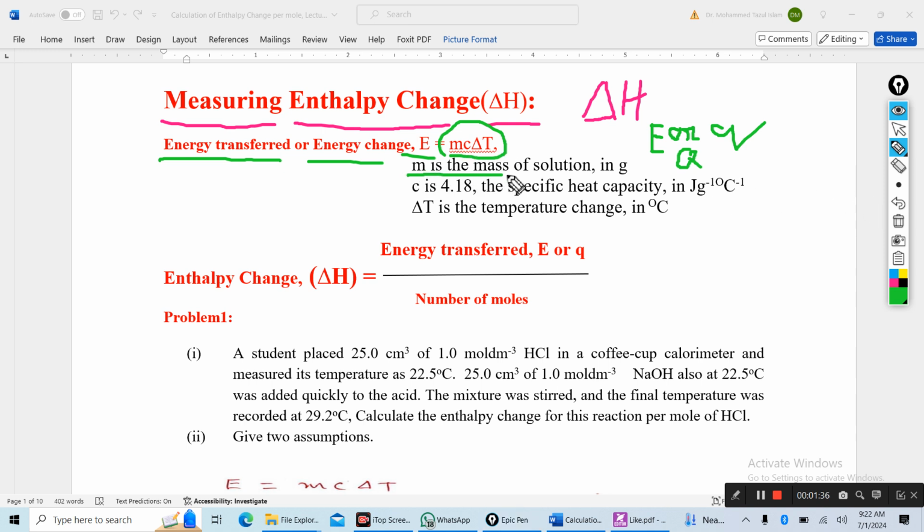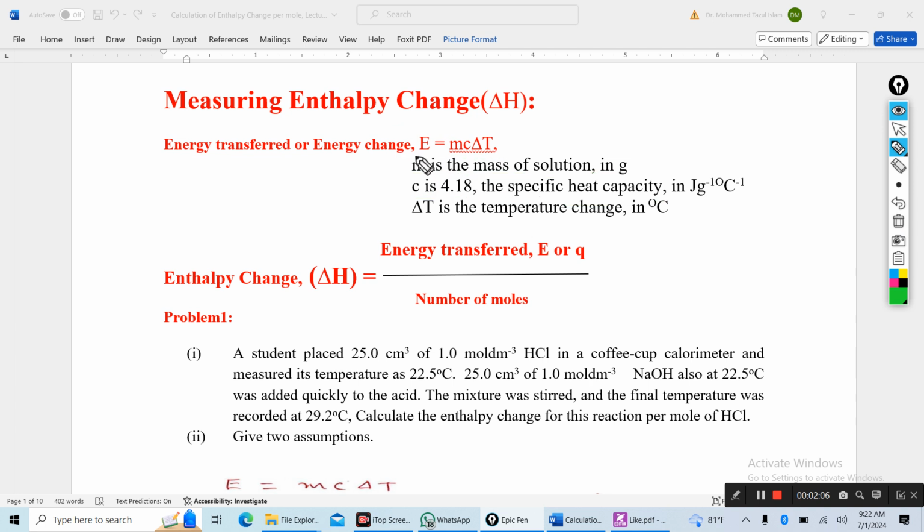Here m is the mass of solution in gram. So what is m? M is the mass of solution, unit will be gram. C is specific heat capacity. This value is constant, 4.18. Del T is change in temperature. So E equal mc del T, m equal mass of solution, C specific heat capacity, and del T how much temperature rise or how much temperature fall, change in temperature.